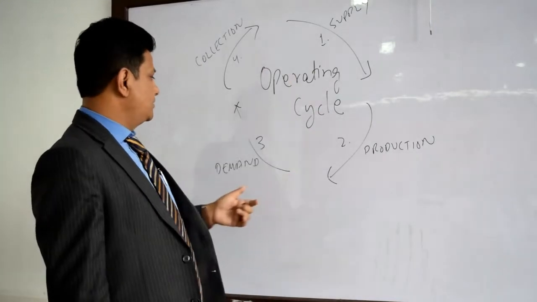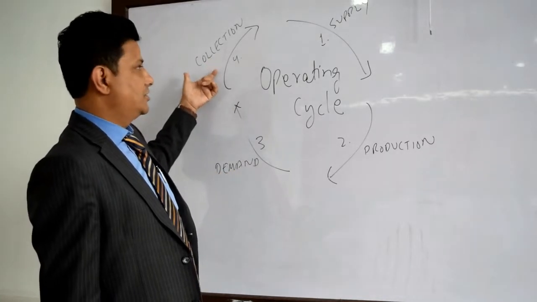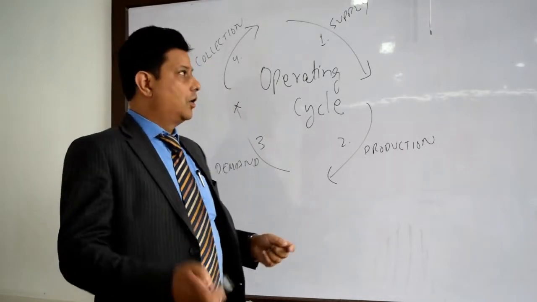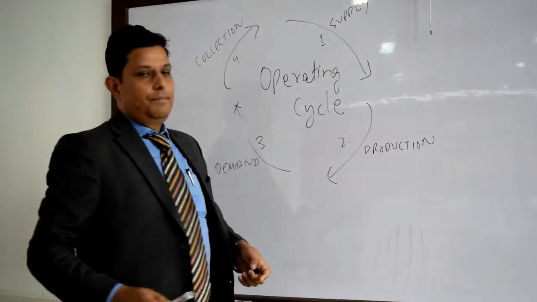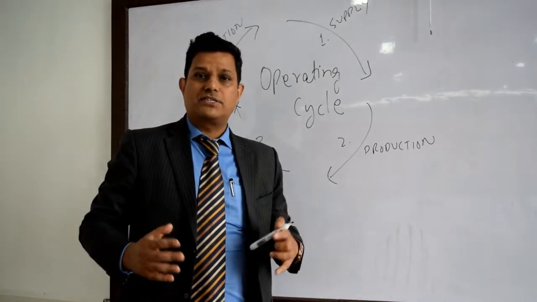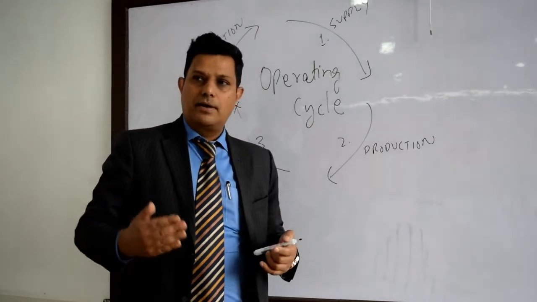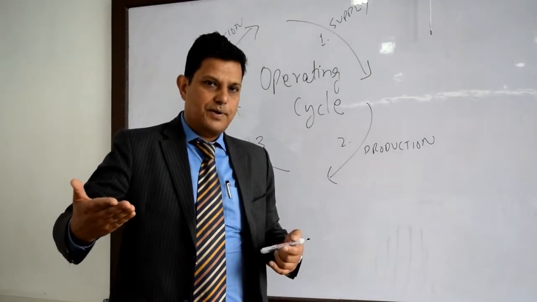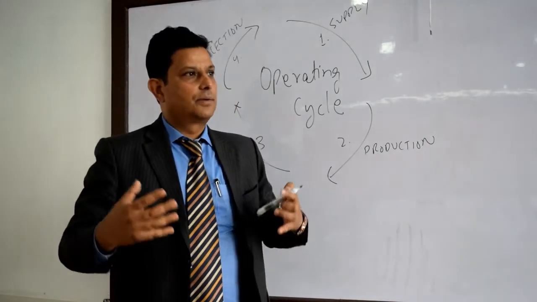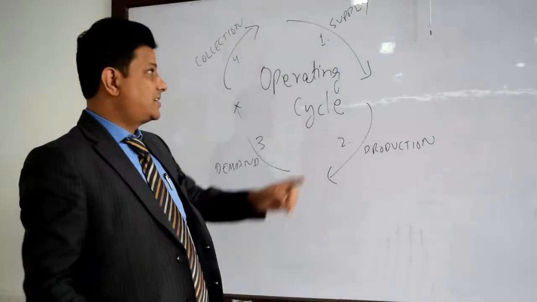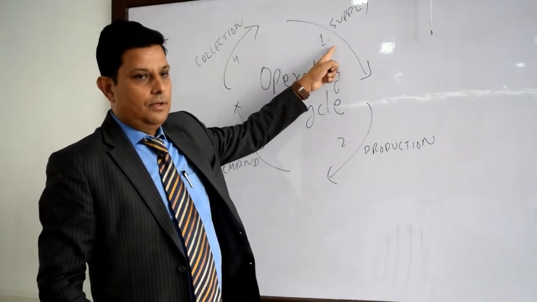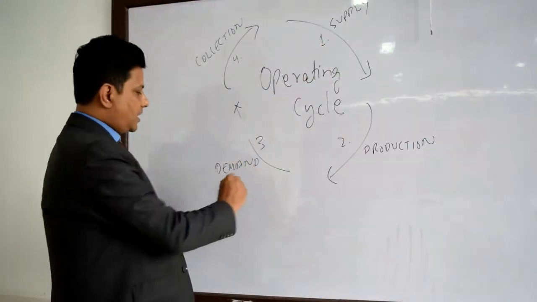So supply, production, then we have demand, and then we have collection. In a running unit, we always go by 1, 2, 3, 4. But if we want to start something new, if you're thinking from an entrepreneurial perspective, you are not starting from supply. Although it is number 3, you'll be starting from demand.